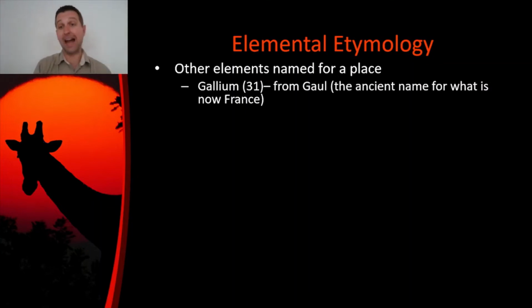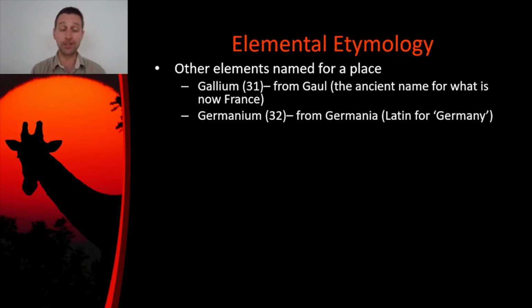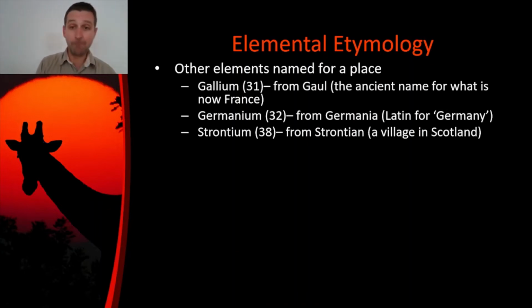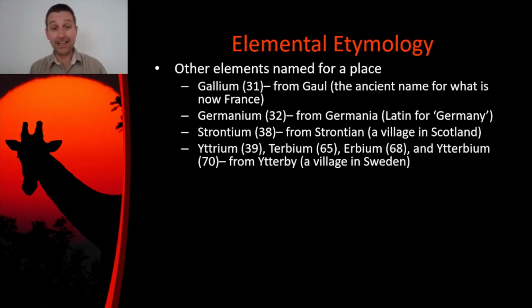So for instance, gallium is named for Gaul, which is the ancient name for what is now France. It was discovered or isolated by a French person, which kind of makes sense. Germanium, named for Germany. Strontium, named for a village in Scotland. And then this is actually a great trivia question. There are 4 elements named for the same small little village in Sweden. Here they are.